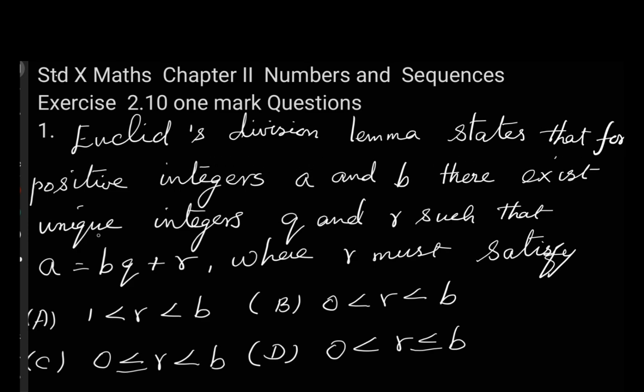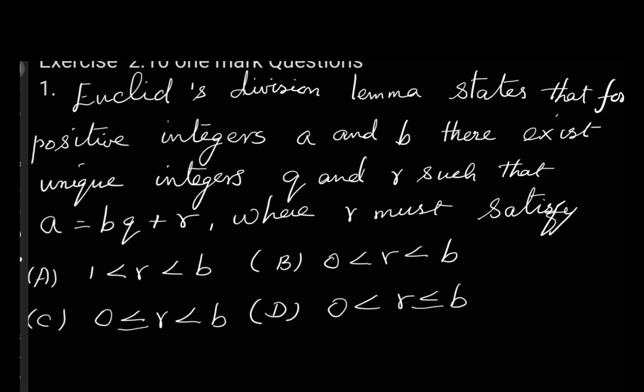Euclid's division lemma states that for positive integers a and b, there exist unique integers q and r such that a is equal to bq plus r, where r must satisfy... See here, when you take any two positive integers a and b, there exist unique integers. We divide a by b. A and b are two positive integers. We divide a by b. So the quotient you are getting is q.